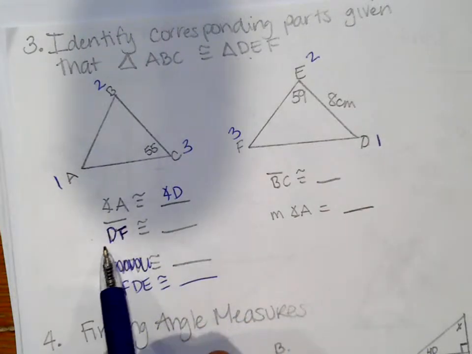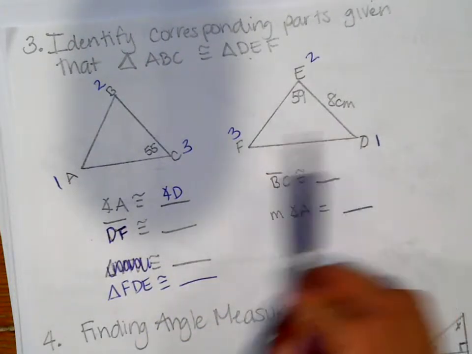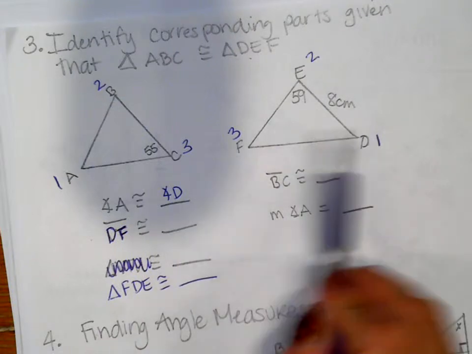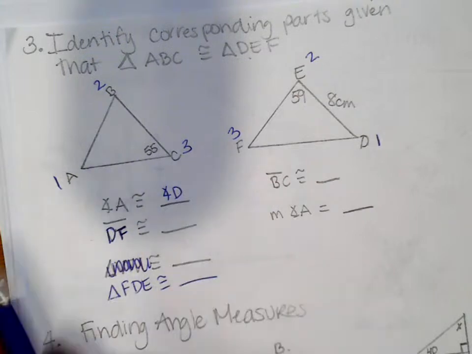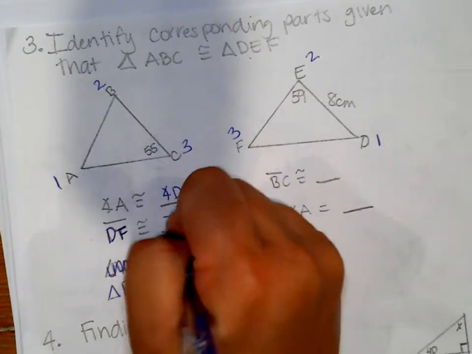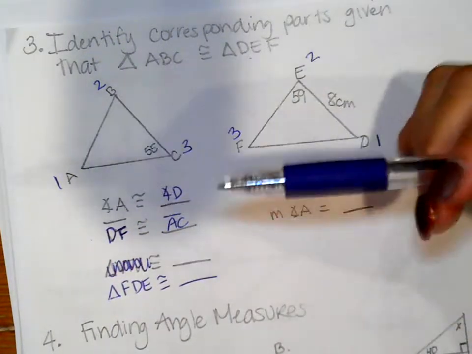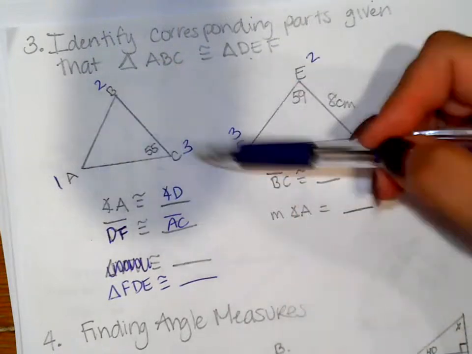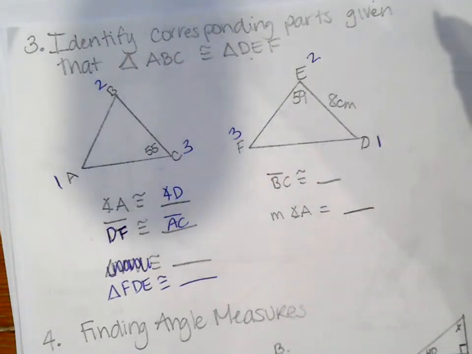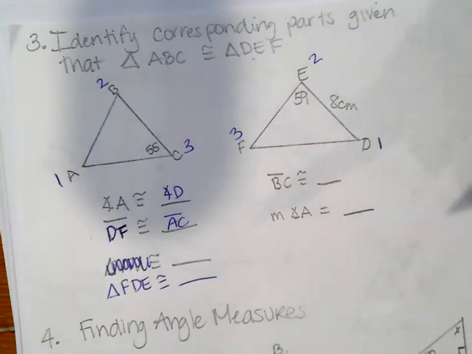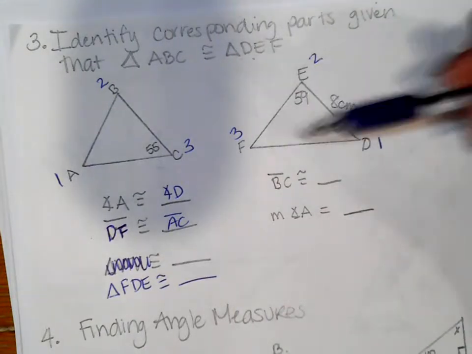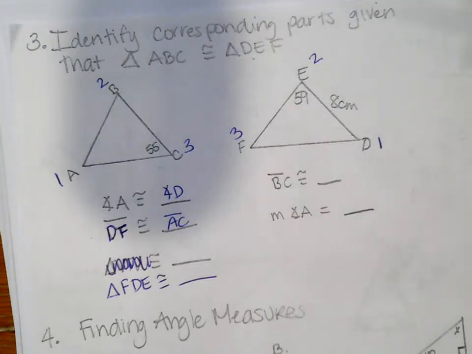Line segment DF. DF, I'm going from 1 to 3. From 1 to 3 is AC. Now, if you are a very good visual person and you don't need to write in the numbers, by all means, if you can see it, you're all good. For me, sometimes I find that the visual part of geometry gets a little bit overwhelming.